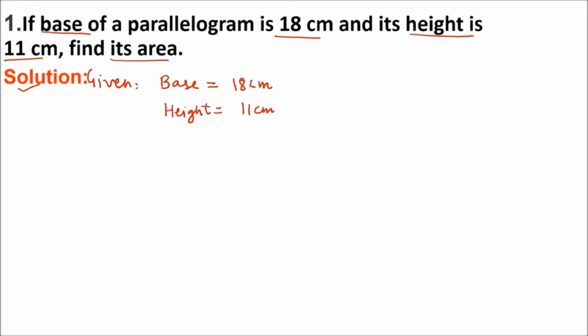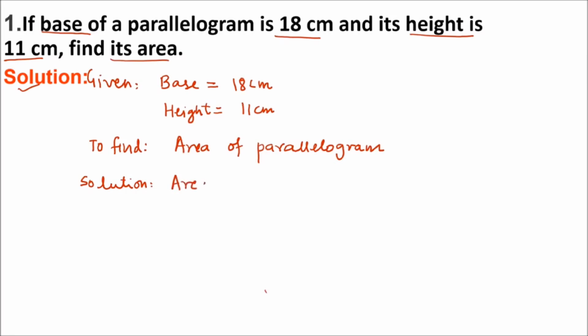And what do we have to find out? Area. So we have to find the area of a parallelogram. Now let's see the solution of this question. So here we have a formula for finding area of a parallelogram. Area of a parallelogram is equal to base into height. It is the formula, base into height.